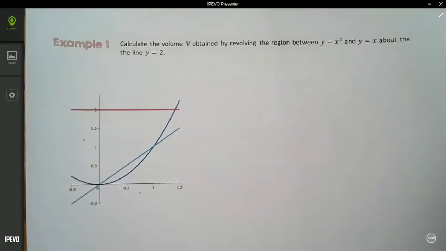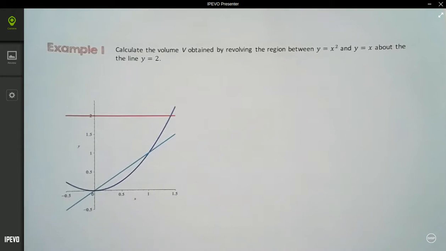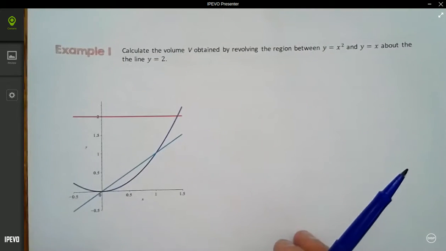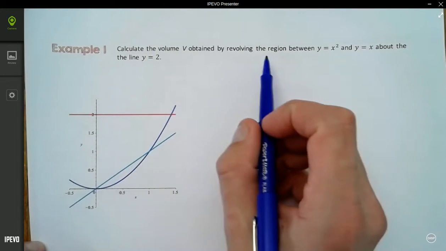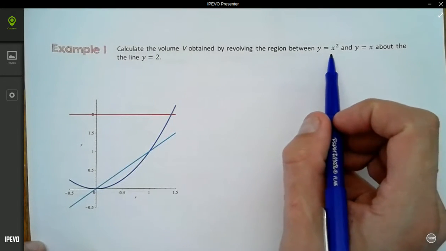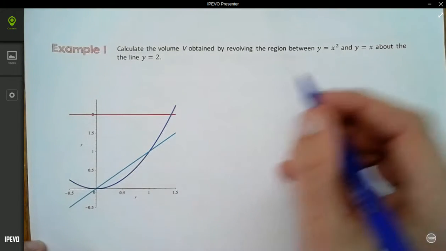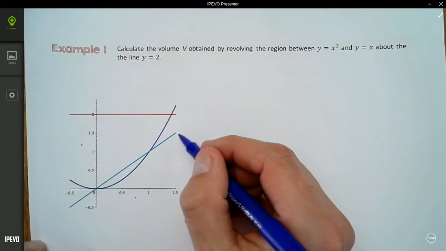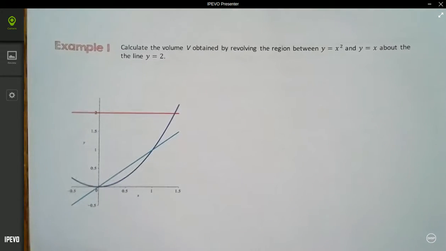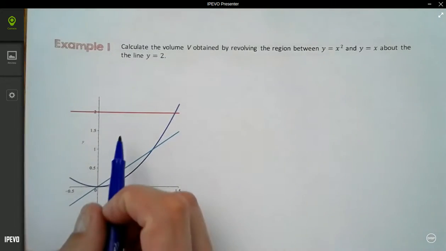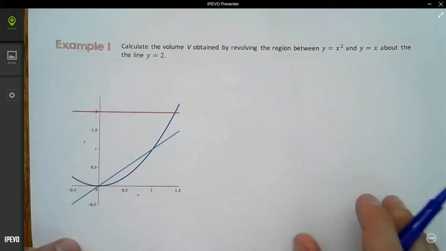When we take volumes, we've already done a couple of examples, and you really want to draw the figures. So I have the figures drawn in each of these. Let's calculate the volume V obtained by revolving the region between y equals x squared, that's my blue graph here, and y equals x, that powdered blue straight line there, about the line y equals 2. That is the horizontal line that's marked in red here.